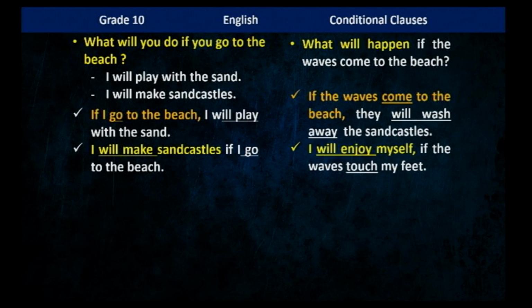Right. Now imagine a wave comes to the beach. Now what will happen? What will happen if the waves come to the beach? Now remember that small child has made a sand castle. So definitely the sand castle will wash away, right? Yes. Now you can see the sentence there. If the waves come to the beach, they will wash away the sand castle. Same rule there. If the waves come, so there it is the simple present. What will happen? It will wash away the sand castles.